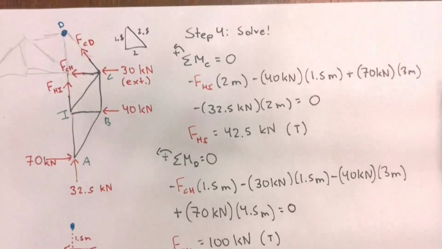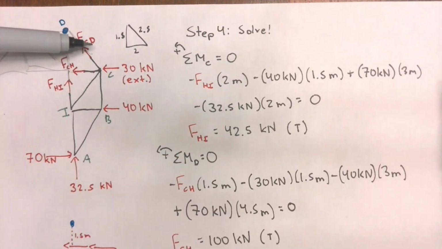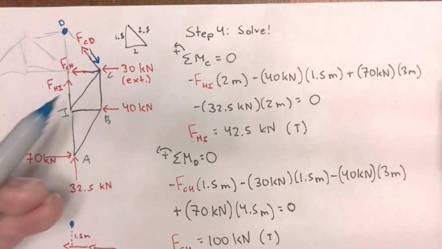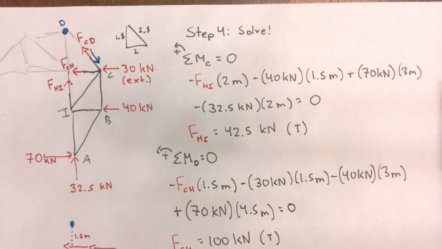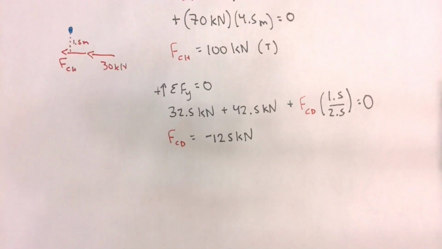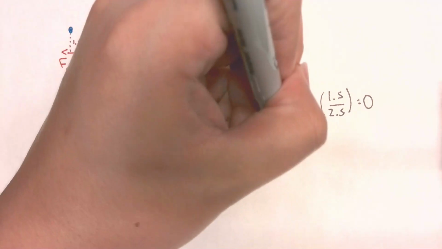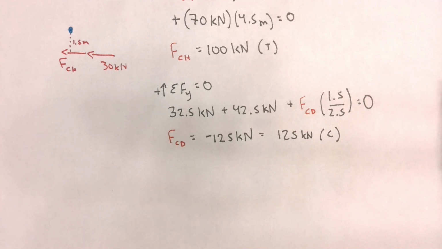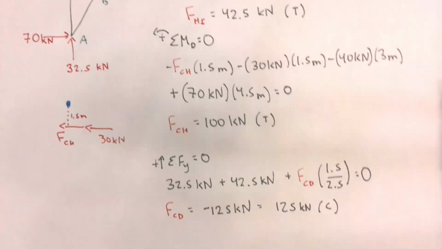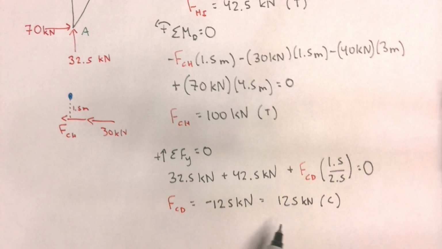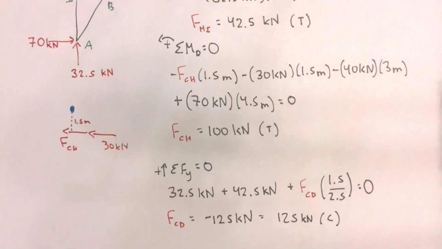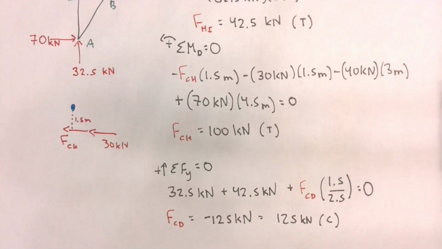Now what does this negative mean for force CD? We assumed the direction wrong? Exactly. That means that this force is actually in compression, not in tension. So you can change the direction of the arrow, or you can just write this as 125 kilonewtons in compression, parentheses C. So those are the three forces for the three members. We got 125 for CD, 100 kilonewtons for CH, and 42.5 for HI, two of them in tension, one in compression. Are there any questions before we close this session?